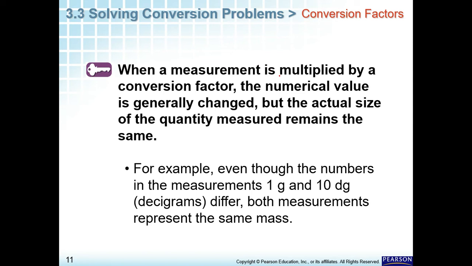So when a measurement is multiplied, while the numerical value changed, for example, 4 changed into 96, the actual size of the quantity, so the amount of time, is still the same. If I said I will be there in 4 days or 96 hours, that's the same thing. Down here, the example the book uses is if I say 1 gram, it's the same thing as saying 10 decigrams. They both mean the same mass.